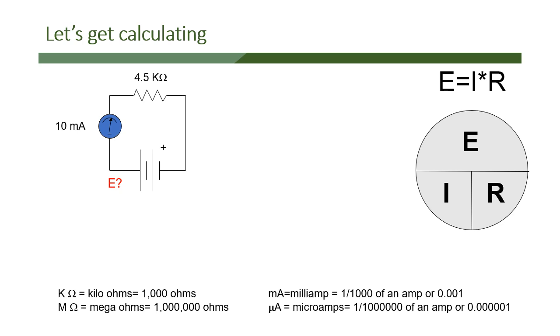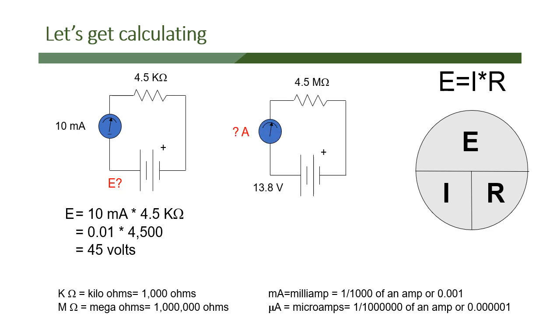So let's do this one. This is basically the same problem, but we're going to change to 10 milliamps, and remembering that a milliamp is 1/1000th of an amp, or 0.010 amps. Okay, again, same as before, we don't know E, so we're going to cover the E. We get I times R from the horizontal variables. And now we can see 10 milliamps times 4.5 kilo ohms, or 0.01 amps times 4,500 ohms, which gives us a value of 45 volts.